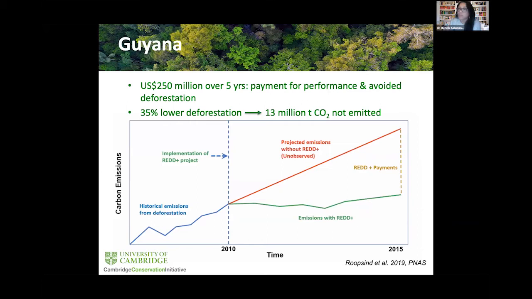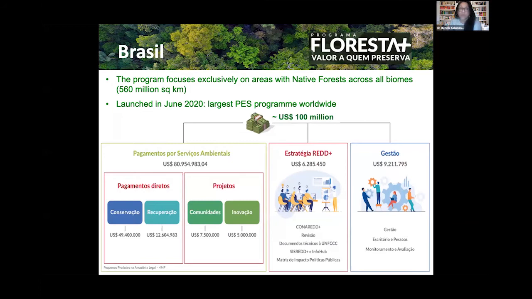Another good example is in Brazil, where they have just released this program called Programa Floresta in June of this year. It's now the largest payment for ecosystem services worldwide. Initially, it was in Mexico, but now Brazil has the largest area.